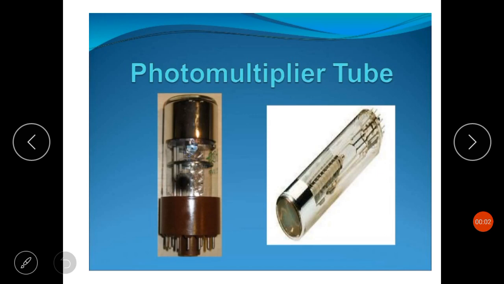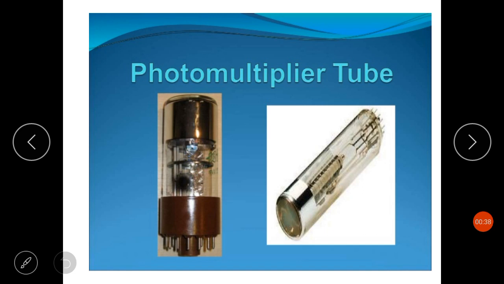Hello students, in the previous lectures I was discussing optical detectors in the advanced instrumentation course. We were going through the optical detectors part, and in it I discussed the vacuum type photoemissive cell and the gas filled type photoemissive cell. These were the two optical detectors I discussed. The next optical transducer or optical detector that I will discuss in this lecture is the photomultiplier tube.